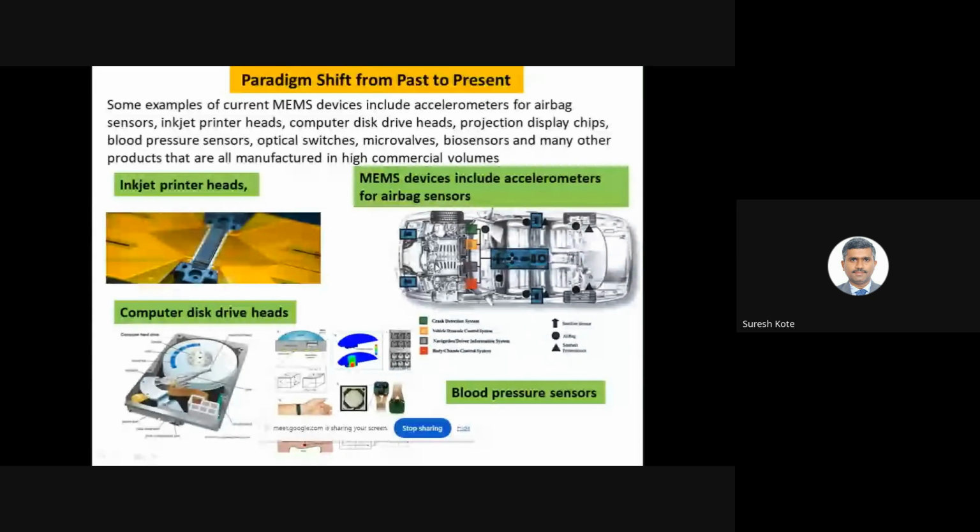When there is a change in the acceleration, maybe due to an accident or similar things, this change in acceleration gives rise to a small change in the voltage, which in turn will actuate the airbags for safety. So these are all very, very small devices. Computer disk drive heads, again, and blood pressure monitoring sensors. A small sensor is embedded in the wrist belt, so it can continuously monitor the blood pressure.